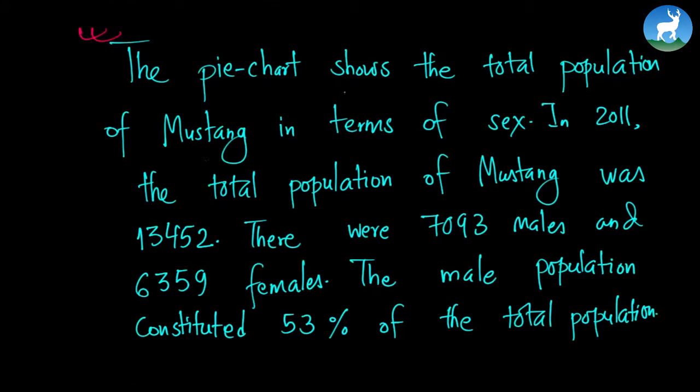The pie chart shows the total population of Mustang in terms of sex. In 2011, the total population of Mustang was 13,452.